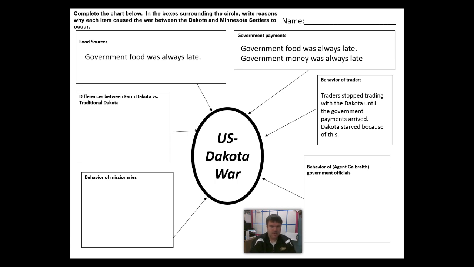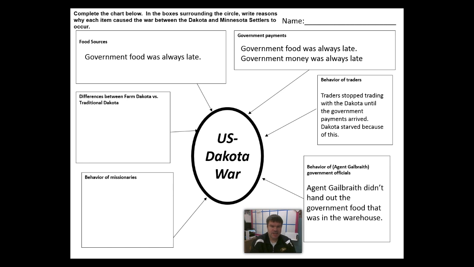And so the Dakota started to have a feeling of mistrust towards the traders. And at one point in 1862, just before this war starts, the traders stopped trading with the Dakota until the government payments arrive. And this causes the Dakota to starve even more. Matter of fact, as you might remember from the seminar, one of the traders, Andrew Myrick, told the Dakota that if they were starving, they could eat grass. And that was his attitude toward the Dakota. And that certainly didn't help things any.